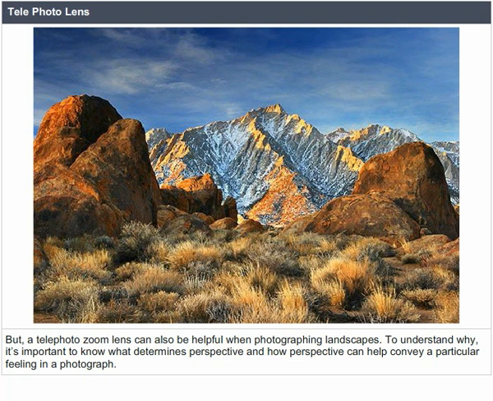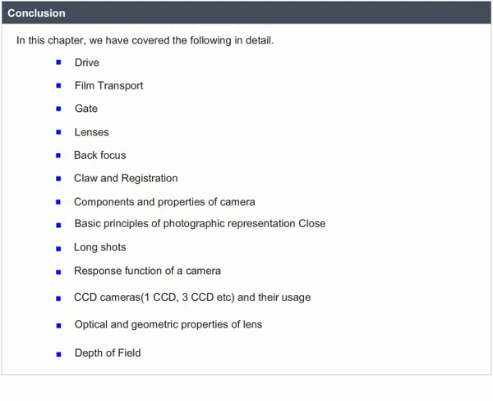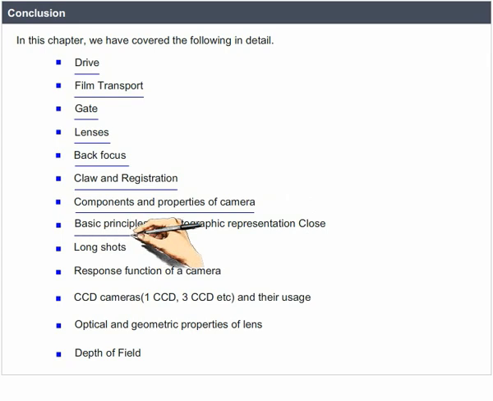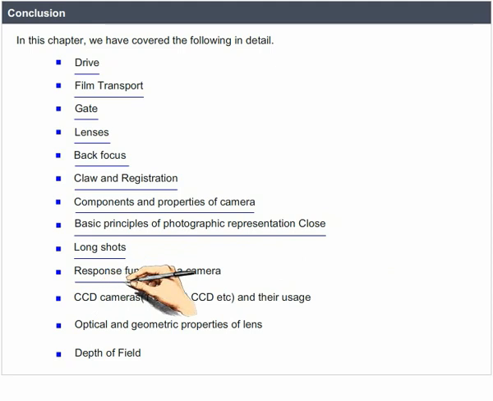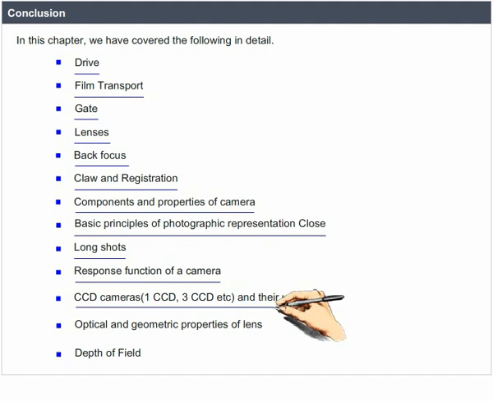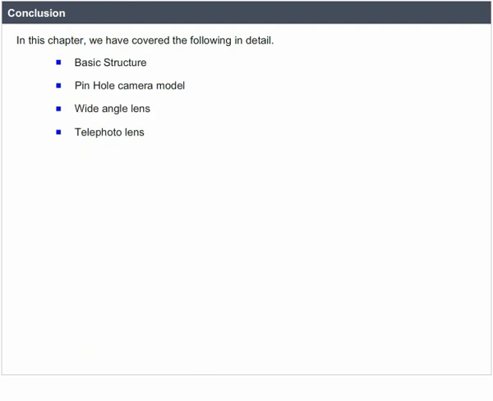Conclusion. In this chapter, we have covered the following in detail: drive, film transport, gate, lenses, back focus, claw and registration, components and properties of camera, basic principles of photographic representation, close, long shots, response function of a camera, CCD cameras, 1 CCD, 3 CCD, etc., and their usage, optical and geometric properties of lens, depth of field, basic structure, pinhole camera model, wide-angle lens, telephoto lens.